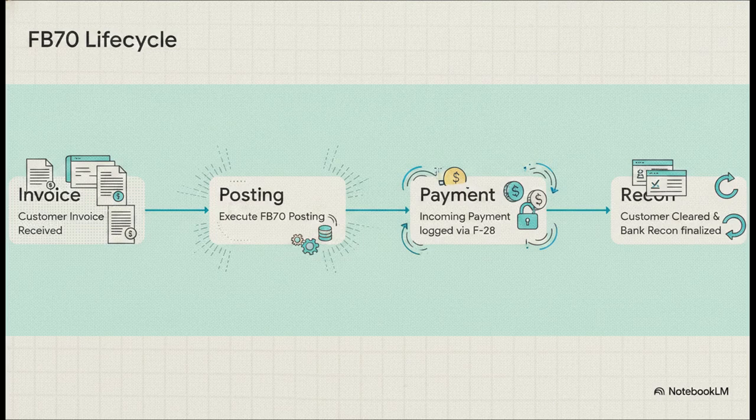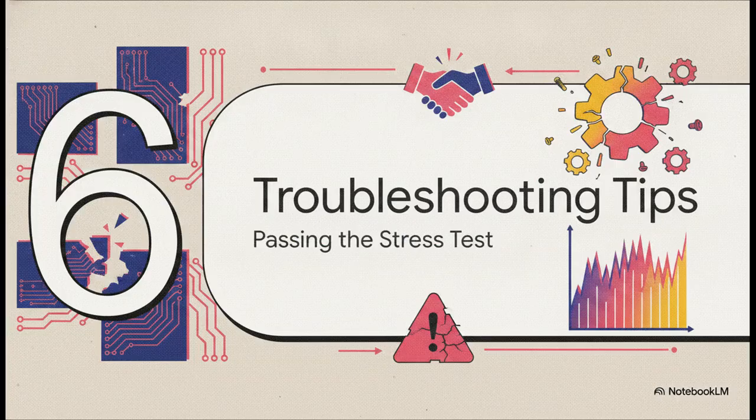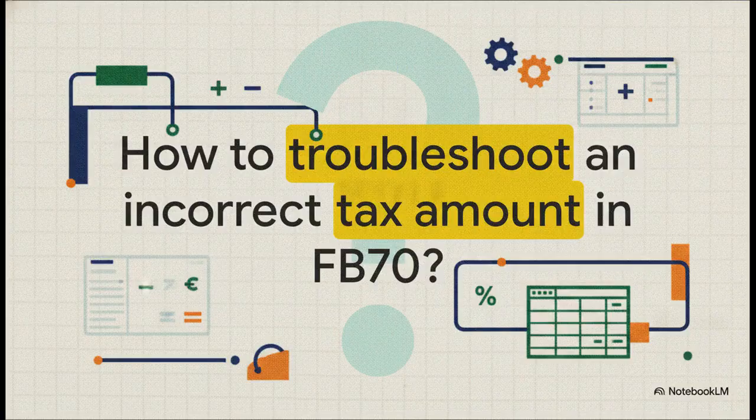your final bank reconciliation. And that brings us to our final section, Section 6, Troubleshooting and Interview Tips. This is the stress test. This is where interviewers want to see if you can actually fix things when they inevitably hit the fan in a live production environment. When your interviewer throws a scenario-based curveball at you, like say troubleshooting an incorrect tax amount in FB70, first of all, don't panic. Just take a breath and lean right back on those fundamental configurations to build out your answer.